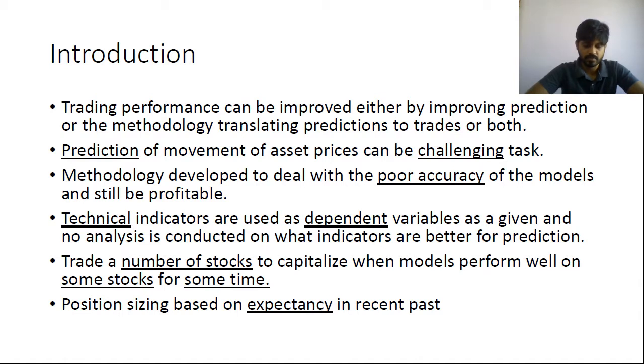So there are two approaches I'm going to take to try to deal with this low accuracy of the models. One is I'll trade many stocks simultaneously, each with their own model. So here the idea is we can try to offset some of the performance issues. Second is we would try to use some position sizing, which would try to allocate more capital towards models that are performing well during the period.